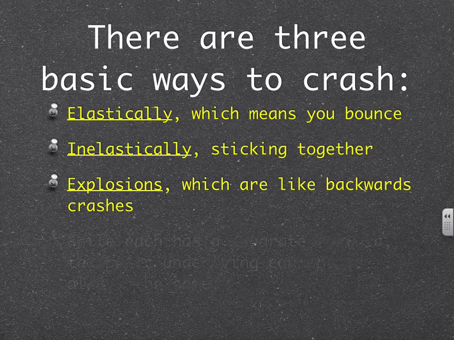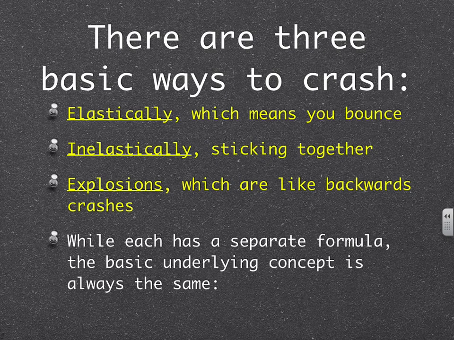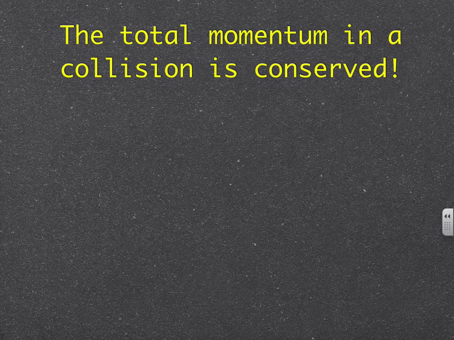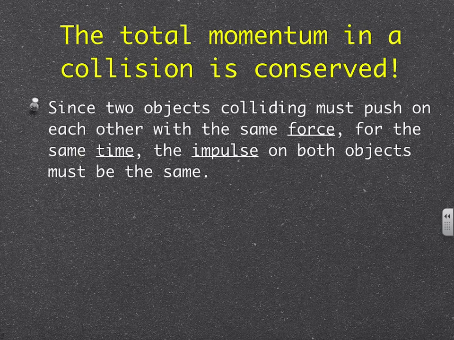Each of these three is going to have a separate formula, but our basic underlying concept is always the same, and that is that the total momentum in a collision is conserved. Physicists get very excited about things that are conserved because we can predict very accurately with them. We like that. Two objects that are colliding push each other with equal but opposite force, for the same time, so the impulse on both is the same. We talked about this last week.